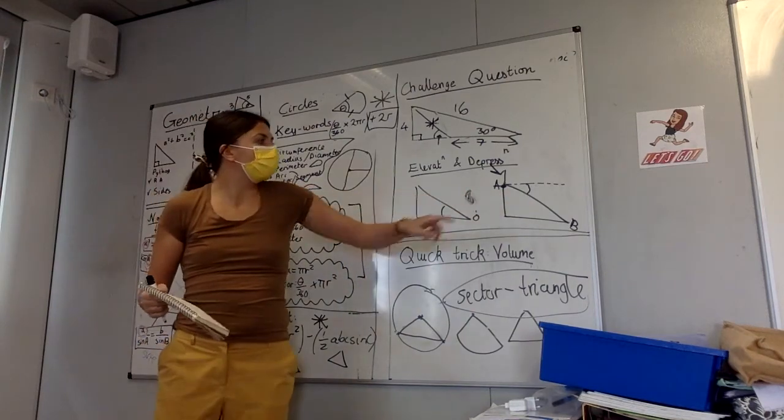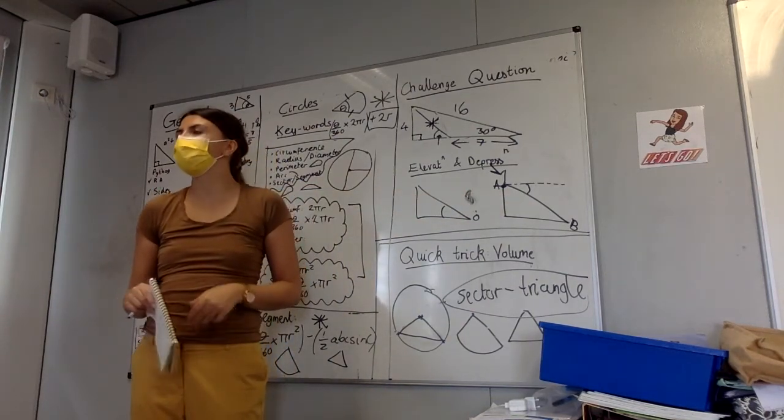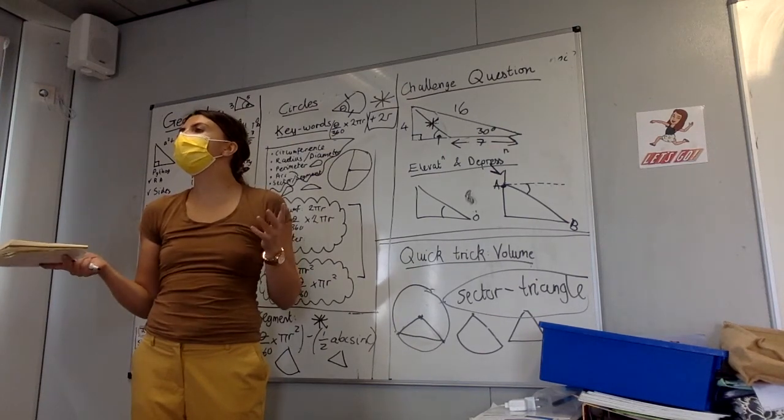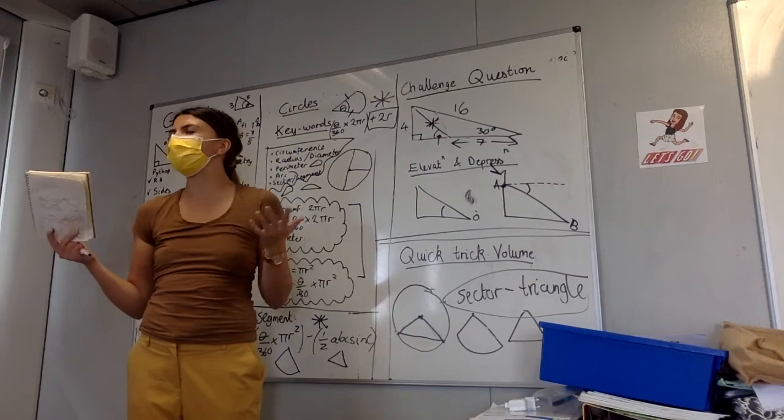So the angle of depression is outside the triangle, and elevation is inside? Yes, normally, because they could draw it differently. That's normally the case. It's not always the case.